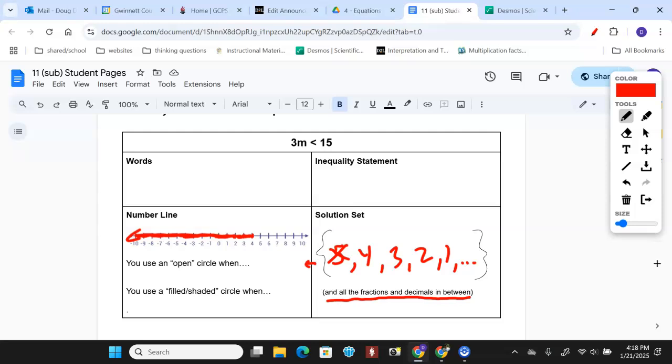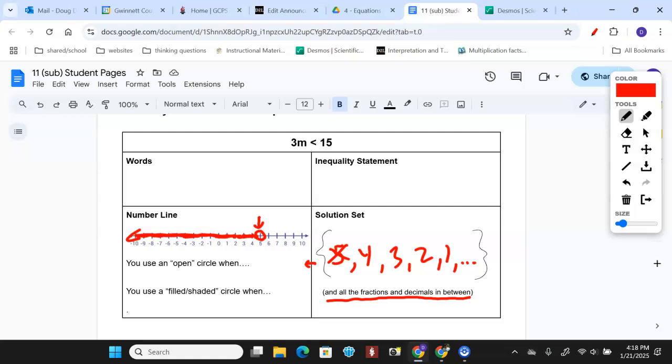because there's some numbers between 4 and 5. 4.5 would still work. 4 9/10 would still work. 4.99999 would still work, just not 5. So the way I show that on my number line is I go right up to 5, and I show that I'm going to go right next to 5, but I'm not going to shade 5. So I put an open circle around it like that.